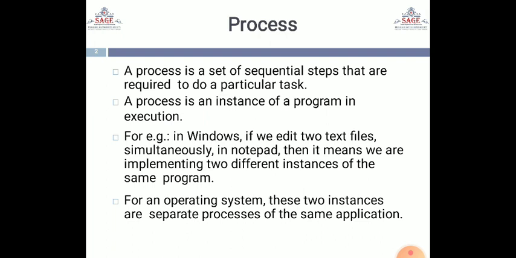So what is the process? Basically we can say that a process is a set of sequential steps that are required to do a particular task. Or we can say that whenever we process our raw data through particular operations, this combination of operations and data is called a process. A process is basically an instance of a program in execution.